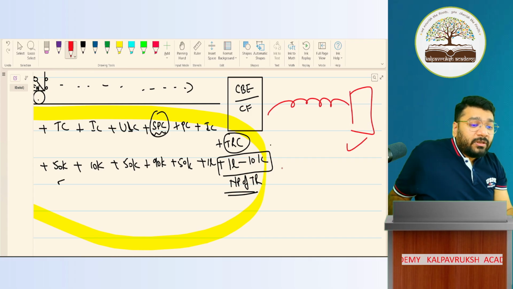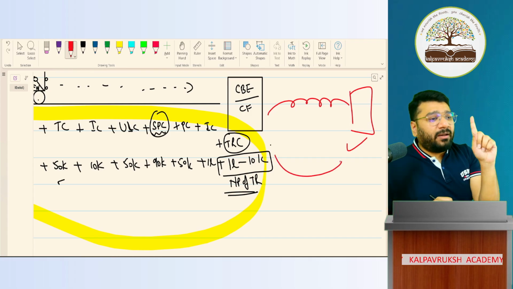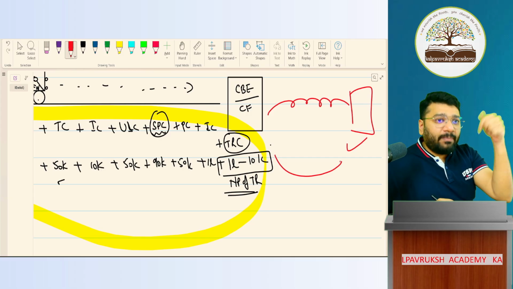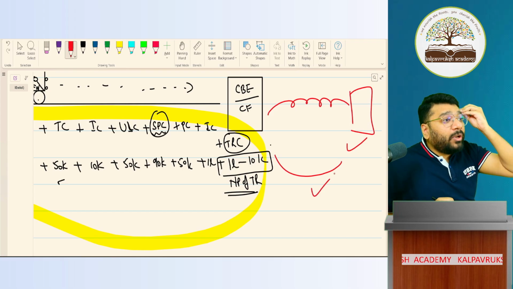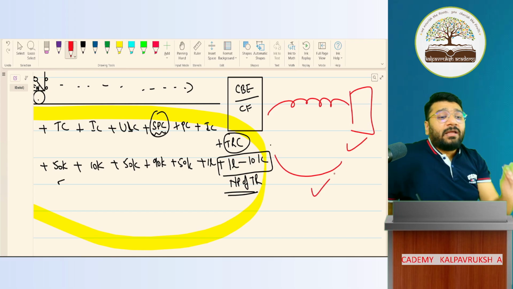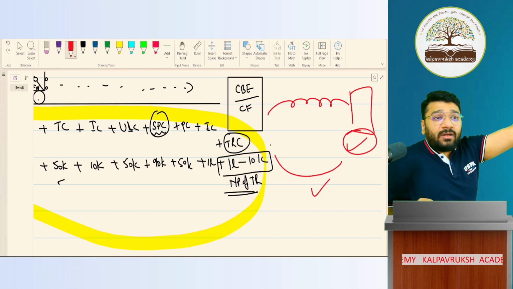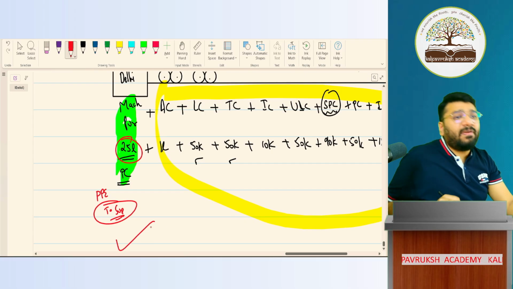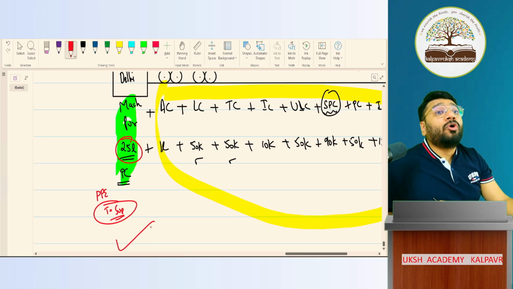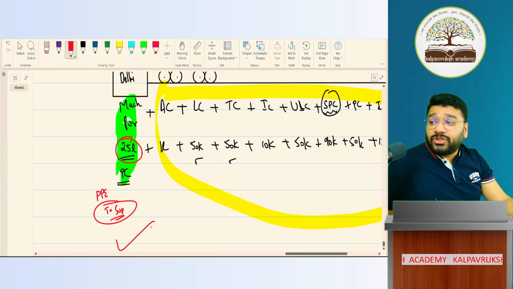There is an example based on this, but I'm not going to do that example today. I'll do it in the next class because it is a little complicated. All I'm trying to do is put a seed in your mind: whatever money I'm going to spend in future, that entry I will record here at the time of initial recognition, in the form of a provision. Got it, not got it?